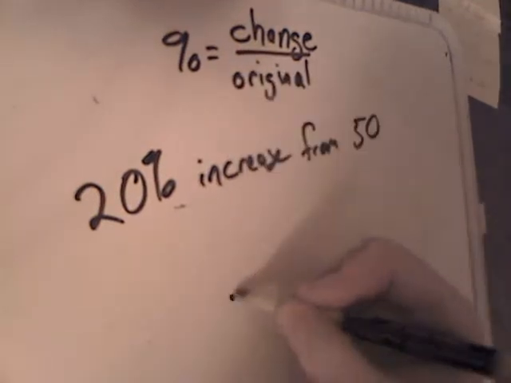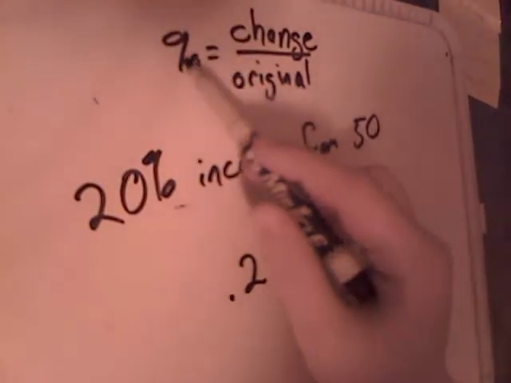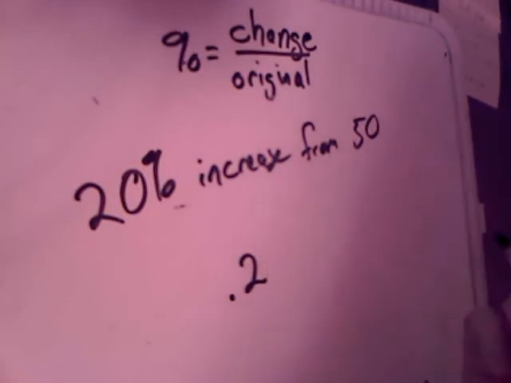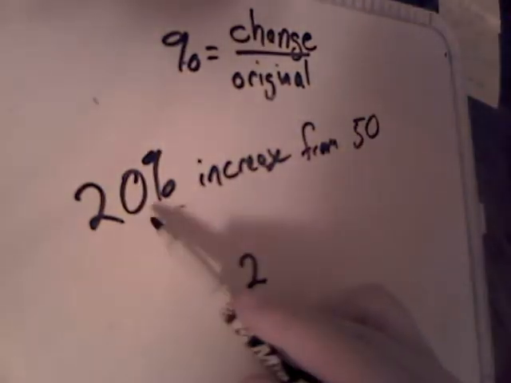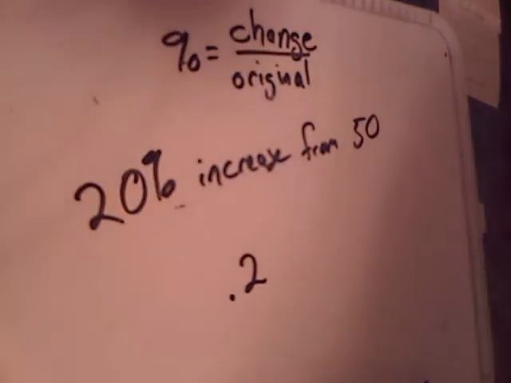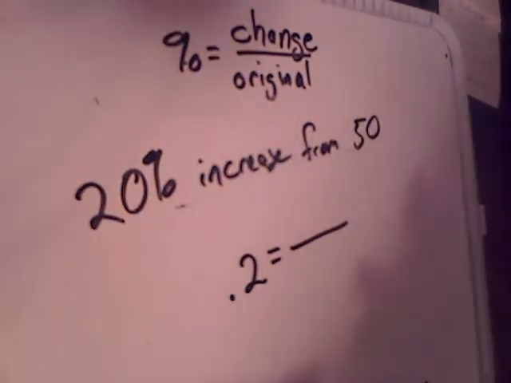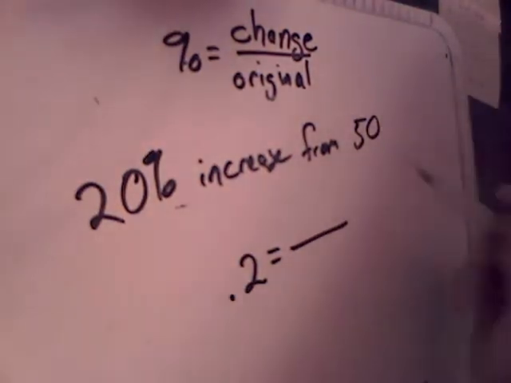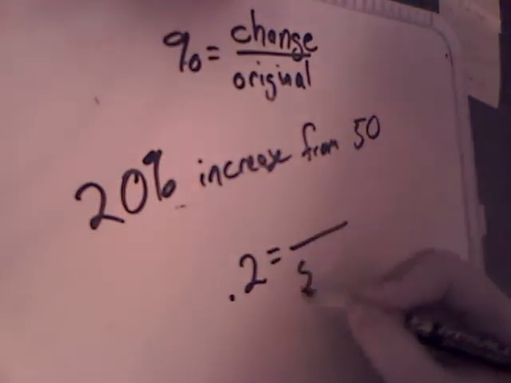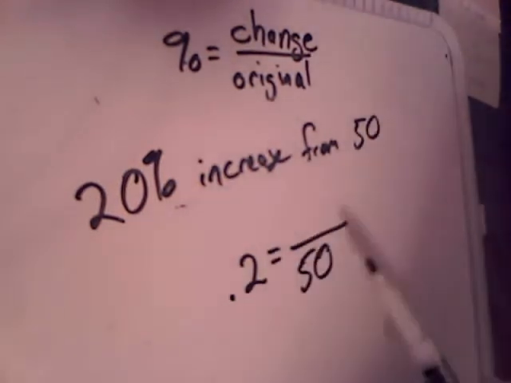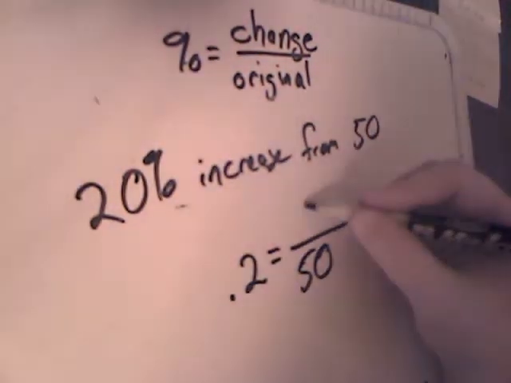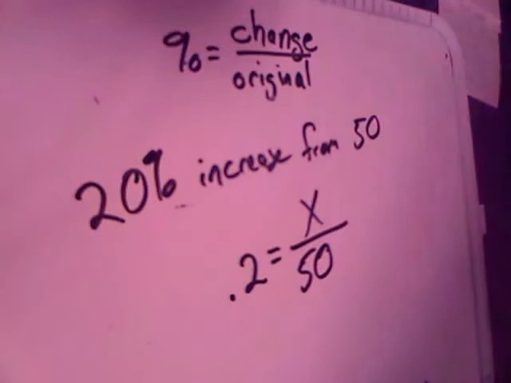Now this 20% is going to go where the percentage goes. But do you notice I didn't write 20%? I changed 20% from a percentage to a decimal, because that's the way you work with numbers when they're actually in equations. I don't know how much the change is going to be, but I do know that I'm starting out at the number 50, which means that I need to figure out what the amount of change is here. And because I don't know, I'm going to put an X.